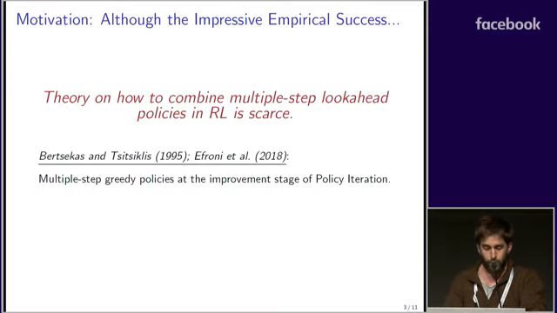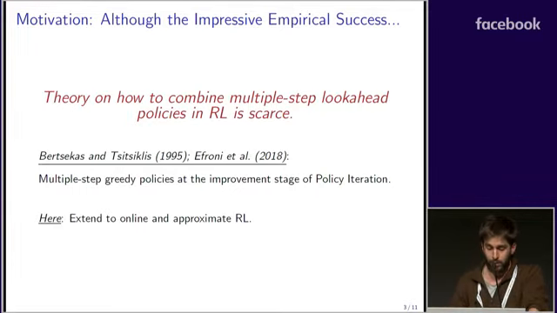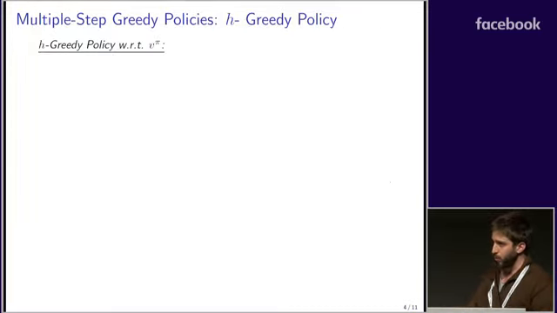In previous works, multiple-step greedy policies were combined in the improvement stage of policy iteration, whereas here we will deal with how to combine these type of policies in online and approximate reinforcement learning. So before I discuss the contributions of this work, let me briefly discuss what I mean by multiple-step greedy policies. And we start with the natural h greedy policy.